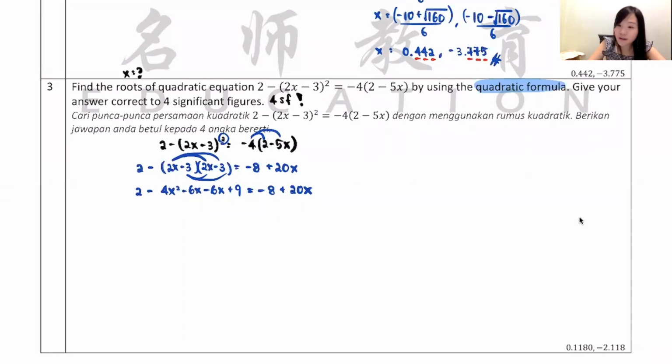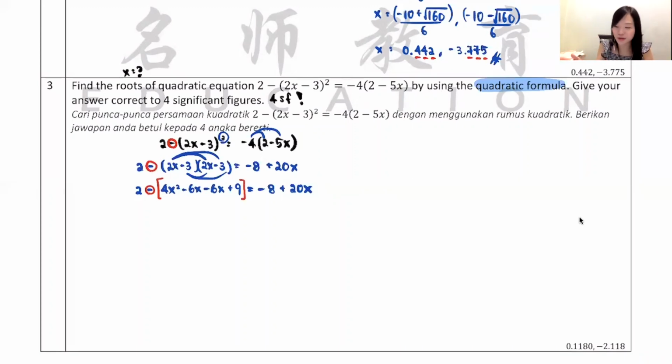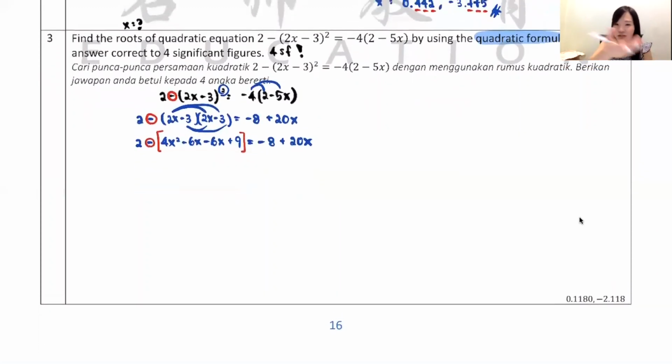My dear, look carefully. This one, you minus the whole thing. So when you minus the whole thing, you need to minus the whole thing, so please put a bracket, okay? Without a bracket, you will be super careless. So please don't make this kind of kindergarten careless mistake. So now all I need to do is expand it.